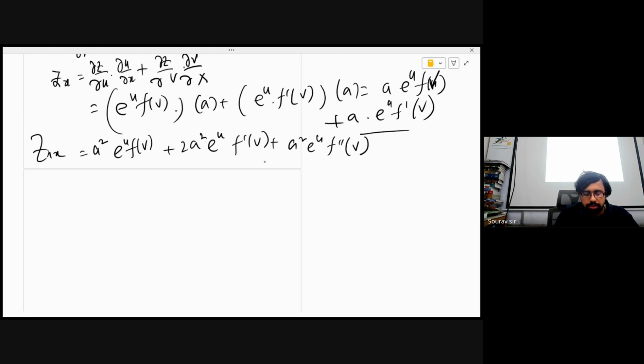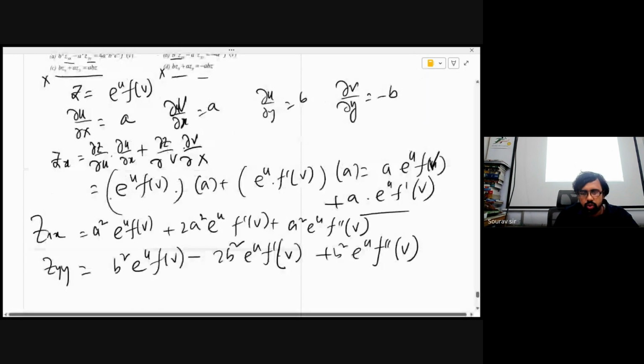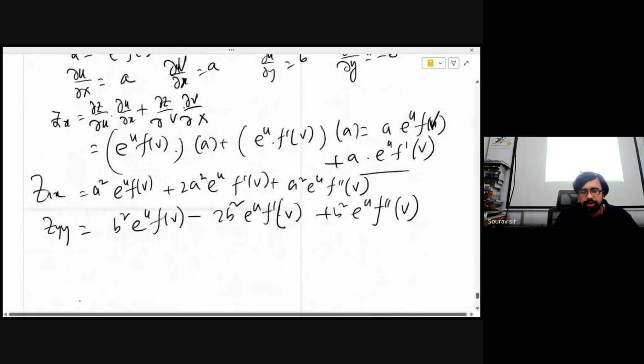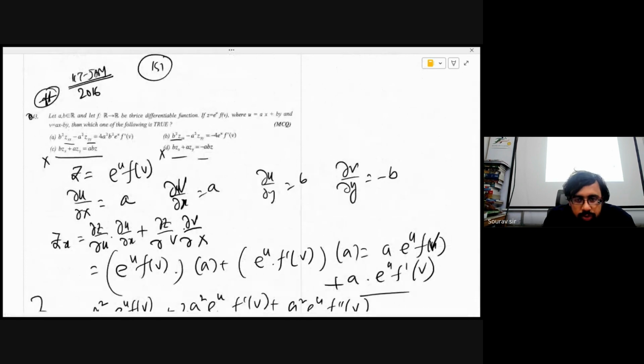ये हो गया. Similarly z y y भी हम लोग निकाल लेंगे. b square से हो जाएगा e to the power u f of v, this will be minus 2b square e to the power u f dash of v plus b square e to the power u f double dash e. Okay, so obviously just can put it over here. So if I have a b square with a z, so a square b square, और ये इसके साथ लेंगे तो उल्टा. So obviously b square and a square will be the coefficient.